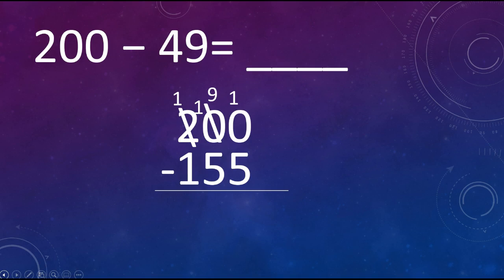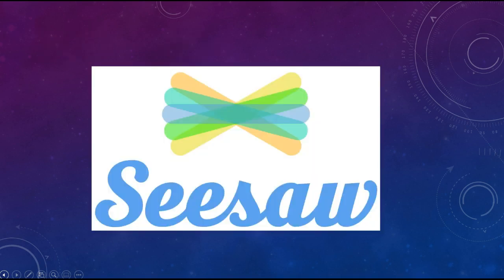Now we can subtract our numbers. 10 minus 9 is 1. 9 minus 4 is 5. And 1 minus 1 is 0. So we don't need to put anything there in the hundreds place because it's a 0. And our answer is 51. It's now your turn to show me what you learned.